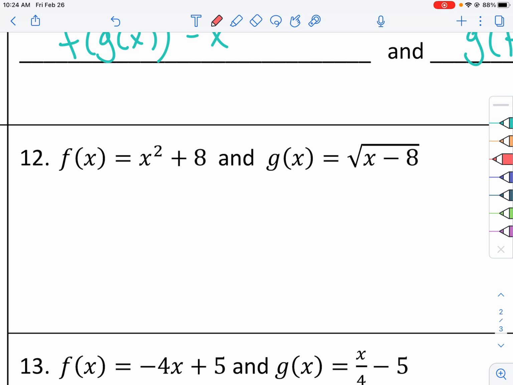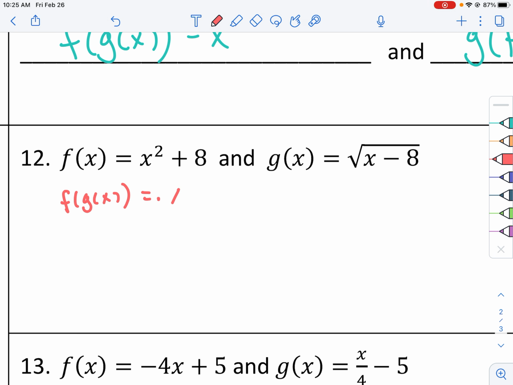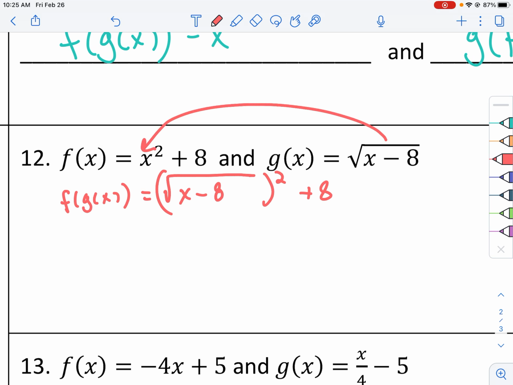So it's saying f of x is equal to x squared plus 8, and g of x is equal to the square root of x minus 8. So we're going to plug in f of g of x. So we're plugging the g into the f. So that's going to give us the square root of x minus 8, squared, plus 8. That would be literally taking this equation and plugging it in for that x.